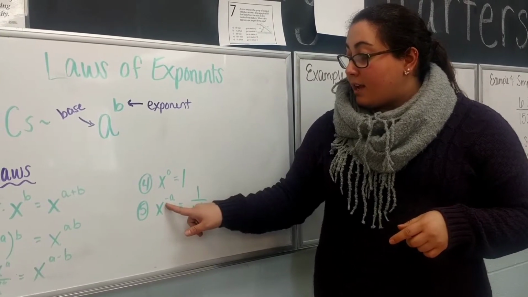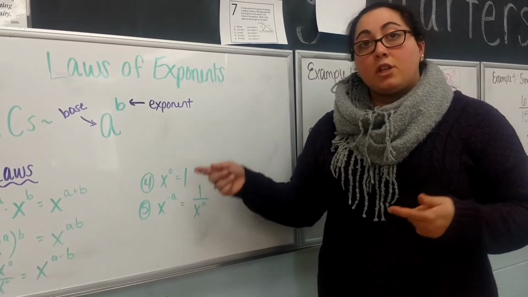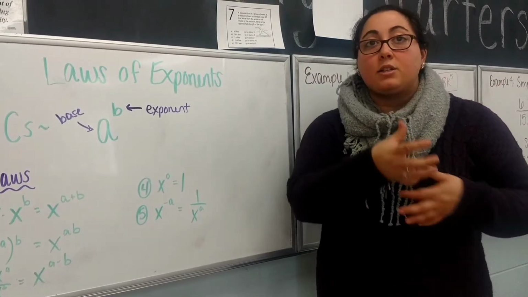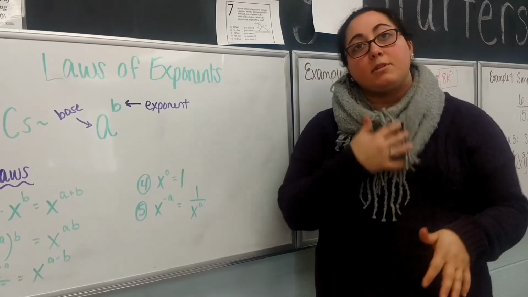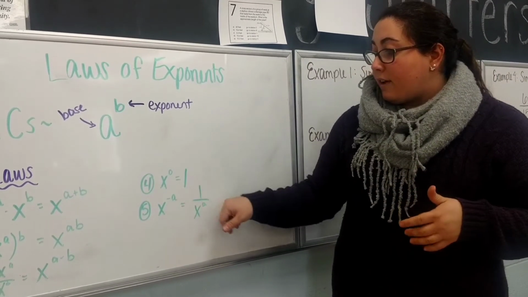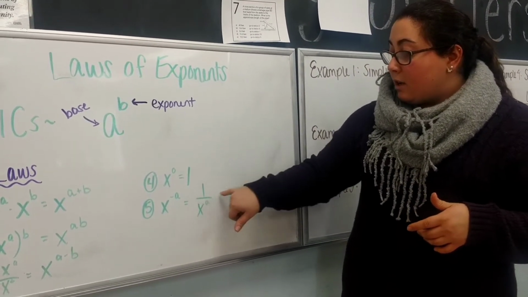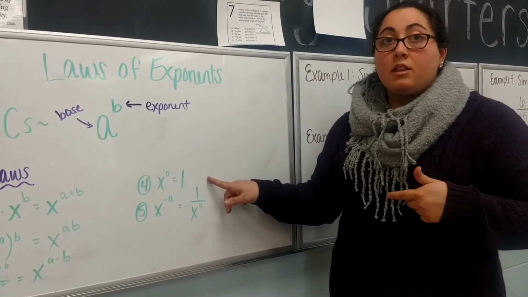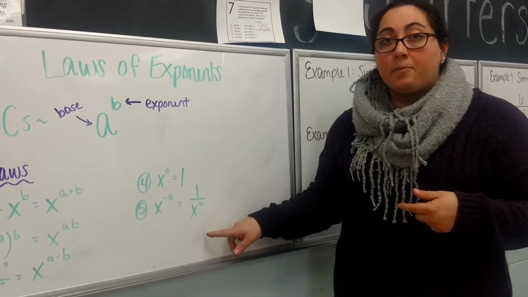Anytime you have a negative exponent, you want to make sure that you switch it. What I mean by switching it is if it's in the denominator, it's going to come to the numerator. If it's in the numerator, it's going to come to the denominator. So x to the negative a really turns out to be now in the denominator with a positive exponent, underneath 1. So it's 1 over x to the a.